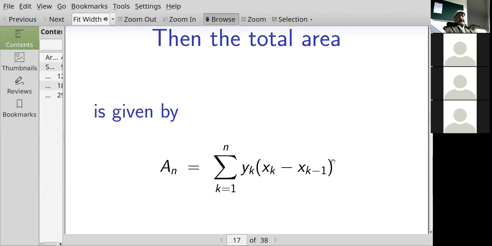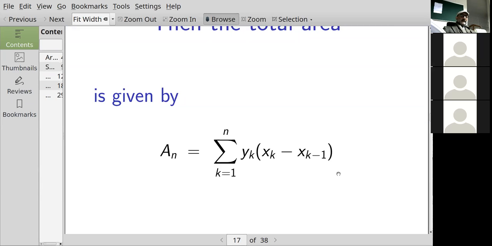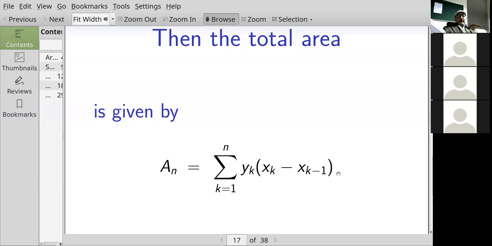Sir, so basically it is the area of the kth rectangle only? This is the area of the kth rectangle, and I'm summing all those areas from k equals 1 to n. Sir, why are we subtracting x sub k minus 1? Because the kth rectangle's bottom right corner is at xk on the x-axis, and its bottom left corner is at x sub k minus 1. And so the distance between them is the width of the kth rectangle. Okay, sir, got it. Thank you.